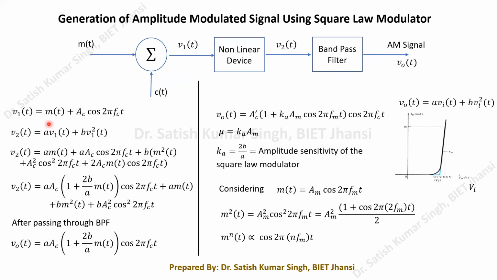So first we are taking the message signal and then we are considering the carrier equals to Ac cos 2 pi fct. Now these two signals have to be added together by this summer. Okay, so the output will be V1(t). So our output will be equal to m(t) plus Ac cos 2 pi fct.